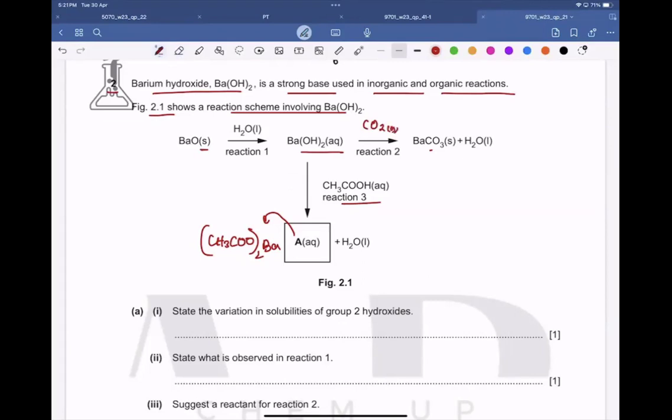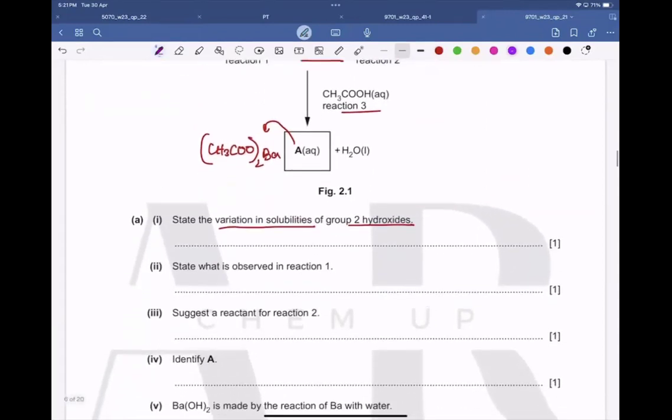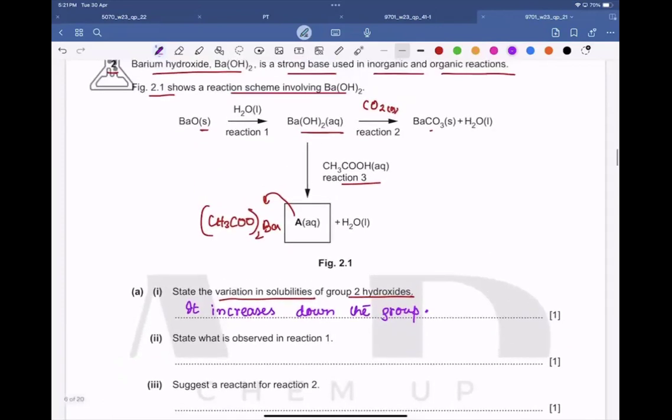Okay. State the variation in solubilities of group 2 hydroxides. You must know the trend that down the group, the hydroxide solubility increases. So it increases down the group. What is observed in reaction 1?